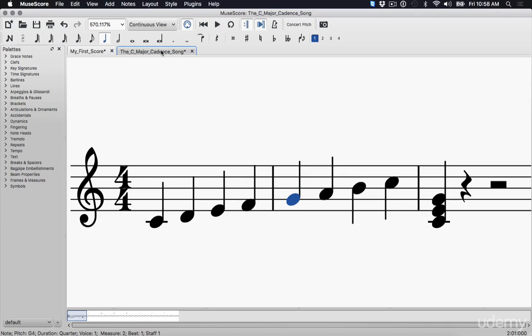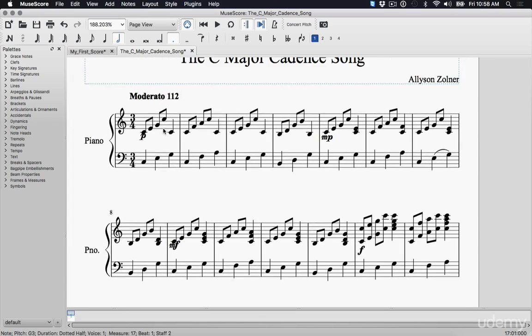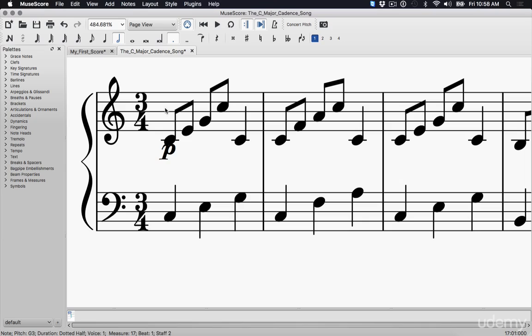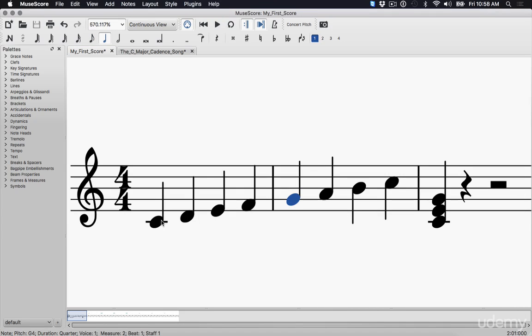Now check this out. Let's go over to our cadence song here. That's what we were seeing right here. This is in the key of C major, and they're playing the first note of the scale, the third note of the scale, and the fifth note of the scale. And then an octave, the first note of the scale again. First, third, fifth. That makes a C major triad. Now again, they don't play it at the same time here, but that's okay. So that's how we make the first triad.